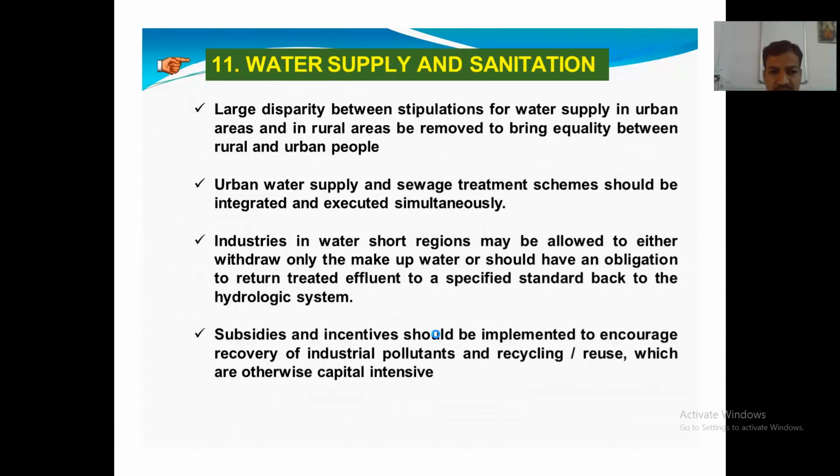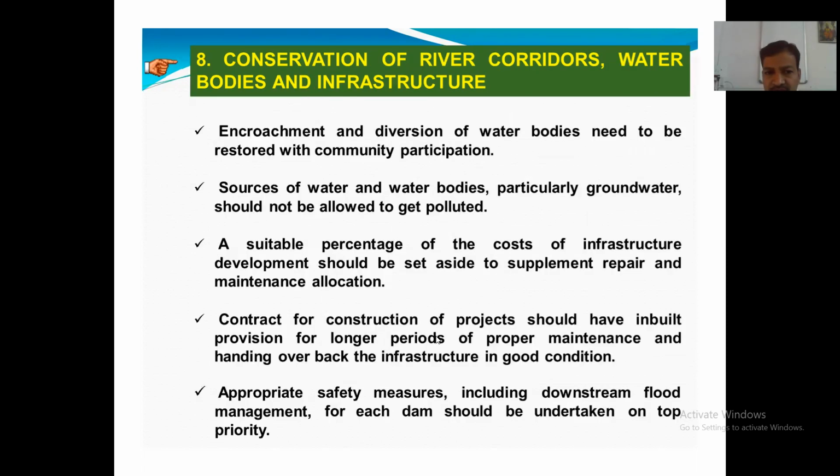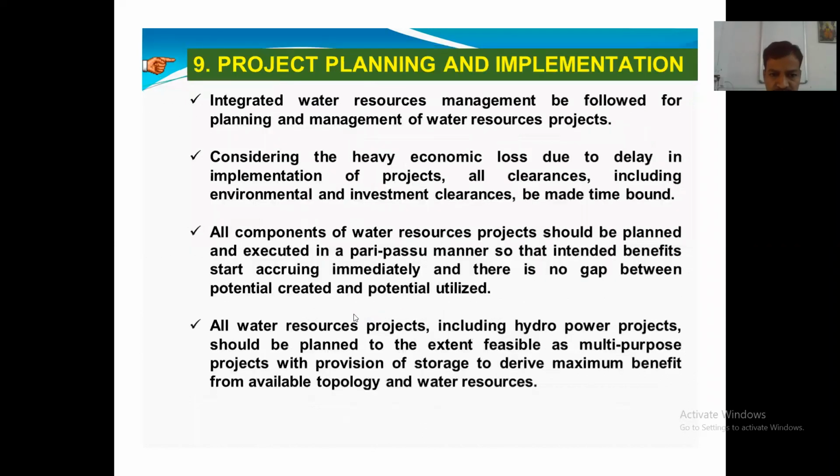Then these are the various policies made in this National Water Policy. These are the policies regarding conservation of the water bodies, river corridors and infrastructure, project planning and implementation. Integrated water resources management should be followed for planning and management of water resources projects.